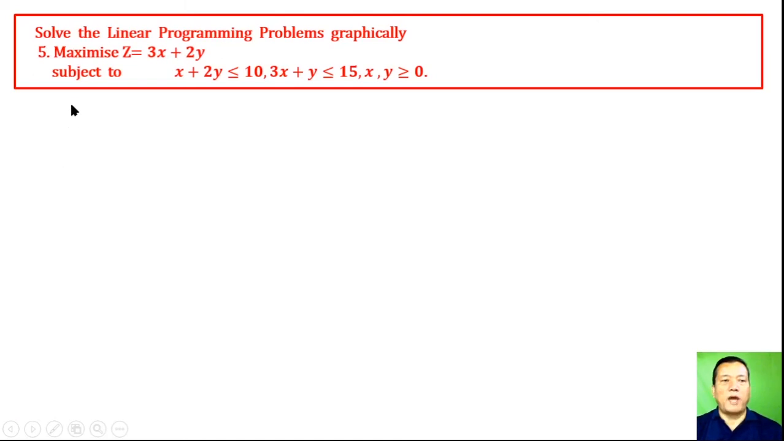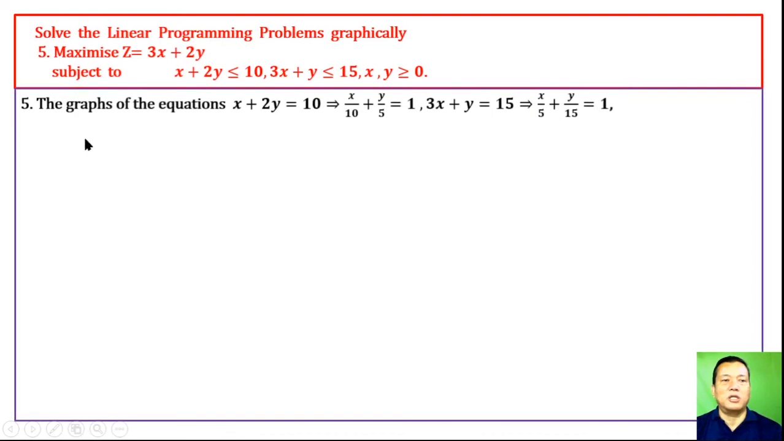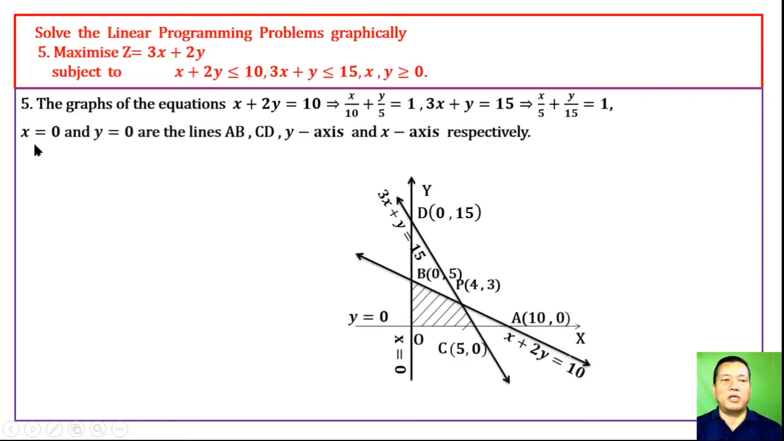Question number 5. Maximize Z equal to this, subject to this. The graphs of the equations, corresponding equation intercept formula. x equal to 0 and y equal to 0 are the lines a b c d, y axis and x axis respectively, as in this picture.